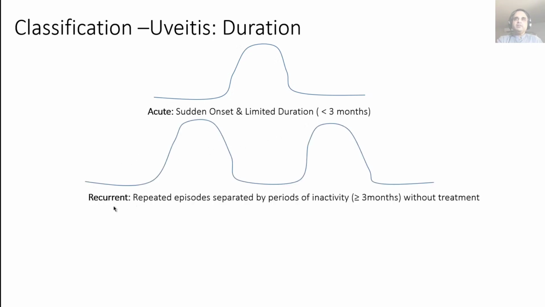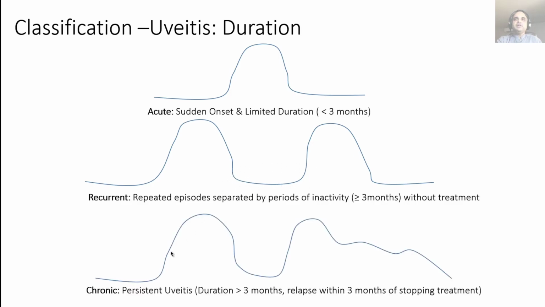This is recurrent, where you have repeated episodes, but the time between episodes of inflammation is 3 months or more, and this period does not have any activity or any treatment being given to the patient. This is chronic, and you have persistent uveitis in which the duration is more than 3 months.